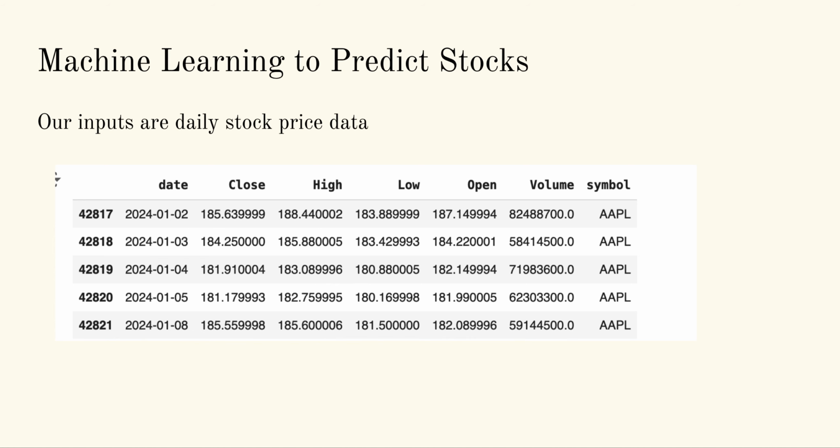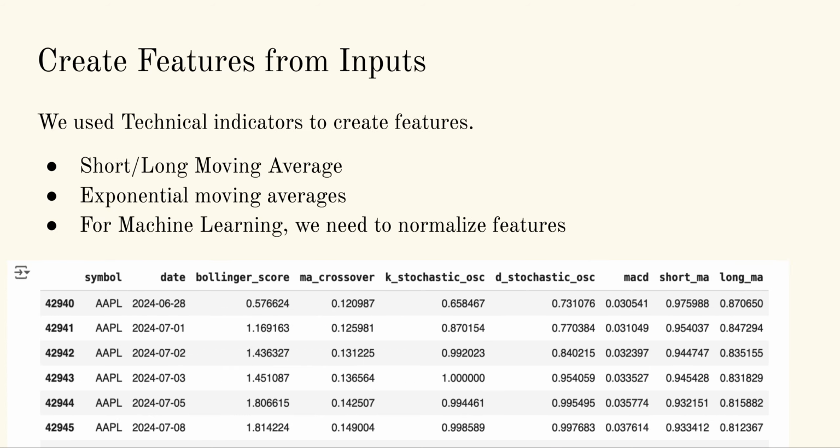So this is the input data we started with, and last time we learned how to create features from these inputs. I'll link in the description below to the video if you want to learn how we created these features. We used common indicators, just short and long moving averages, exponential moving averages. And in a twist for machine learning, we do need to normalize these features, we cannot use them as is, because we need to compare different stock symbols.